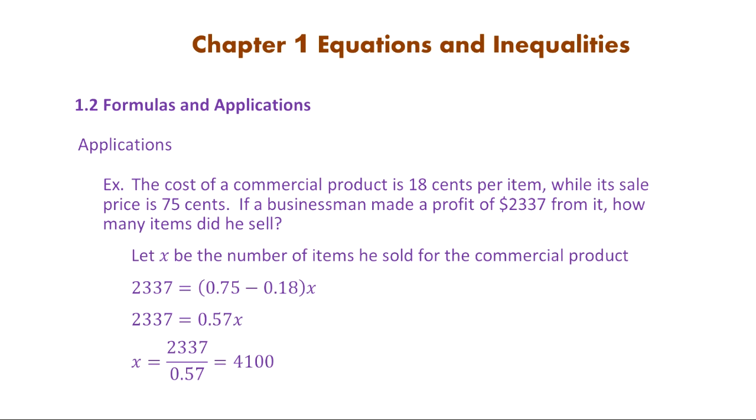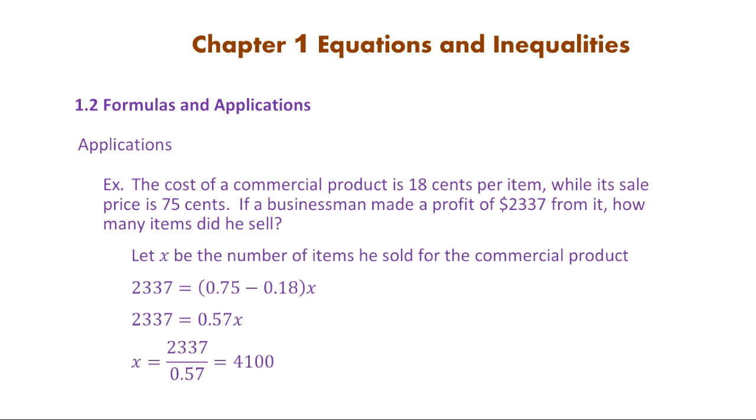Okay, again, the first step is always to assign a variable for the problem you want to solve. So we want to find the atoms he sold. So let x be the number of atoms he sold for the commercial product. Then we can use the formula for profit to set up an equation. Okay. So the total profit he made is $2,337, and that comes from x atoms of the product.